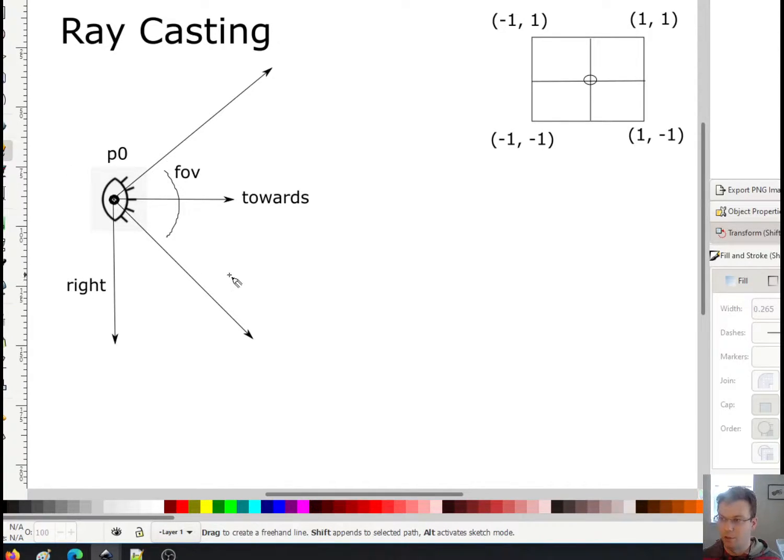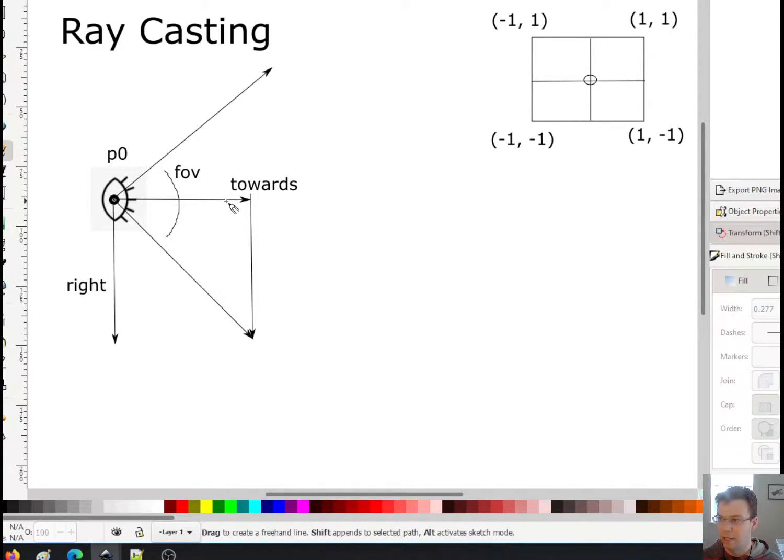But first I want to make just a quick observation. Let's try to figure out what is the ratio between the component of the extreme direction vector here in the towards direction versus the component in the right direction. Okay, so it's this picture here. I want to know what's the ratio of the length of this vector to this vector.